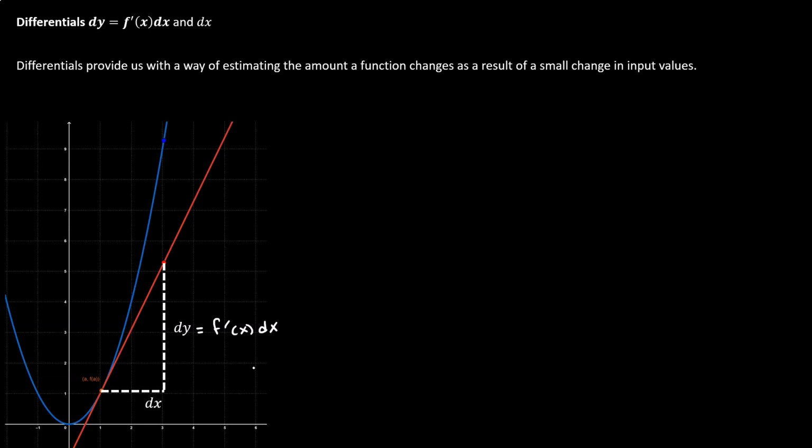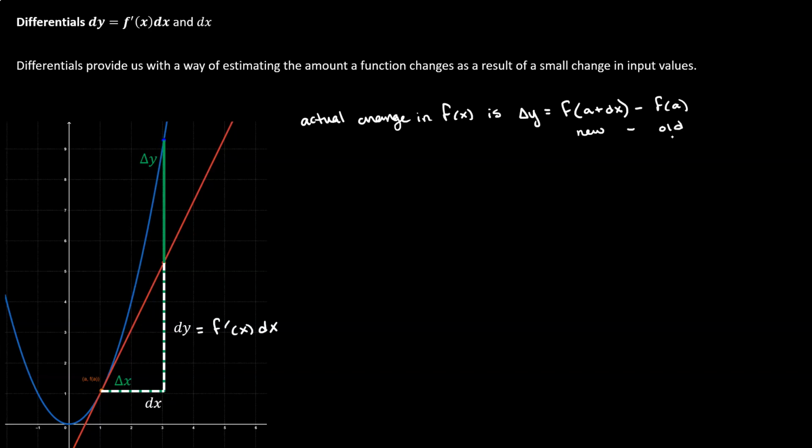Now this is not the actual change in the function, this is how we're estimating our change in the function. The actual change in x would be called delta x. The actual change in y would be called delta y. That actual change comes from calculating our function at the new point, which is at a plus some dx, subtract the old point. So we're measuring change by taking the new value, subtracting the old value.